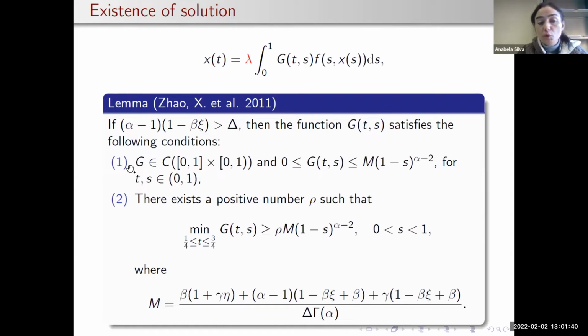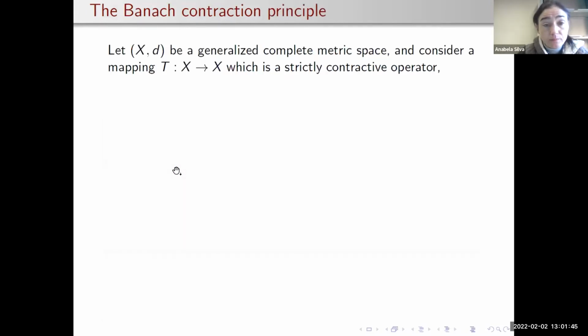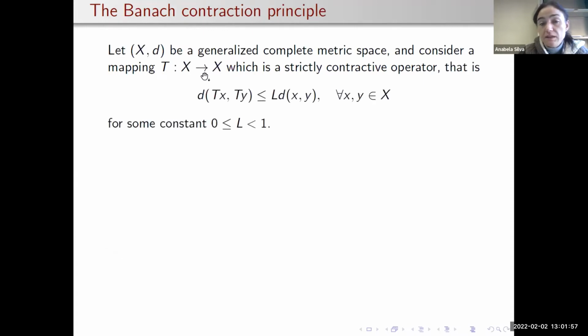So in what follows, we will use this condition 1, not the second one. As for the Banach contraction principle, it says that if we have a generalized complete metric space, and we consider a mapping that is strictly contractive, this means that when we compute the metric, I will call that the distance, but this is a metric.